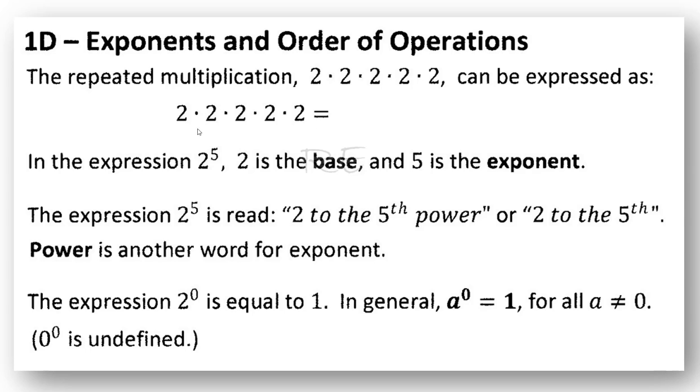Exponents and order of operations. 2 times 2 times 2 times 2 times 2, as a shortcut, can be written as 2 to the 5th power, where 2 is the base and 5 is the exponent, which means the number of times that 2 is multiplied by itself. It can be read as 2 to the 5th, or 2 to the 5th power, and power is another word for exponent.